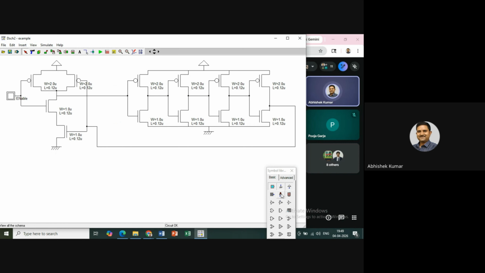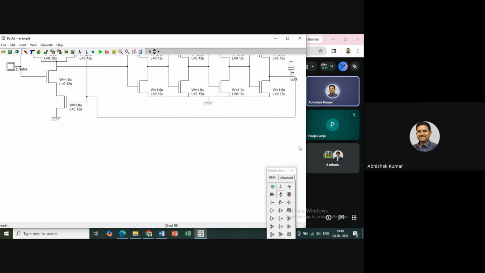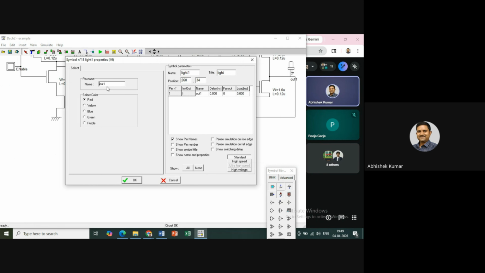Afterwards, at the network we are going to put one light so that we can observe the output. So I'm going to put one marker, that is a light. I'm going to give it the name clock out. The color you can change according to your requirement.